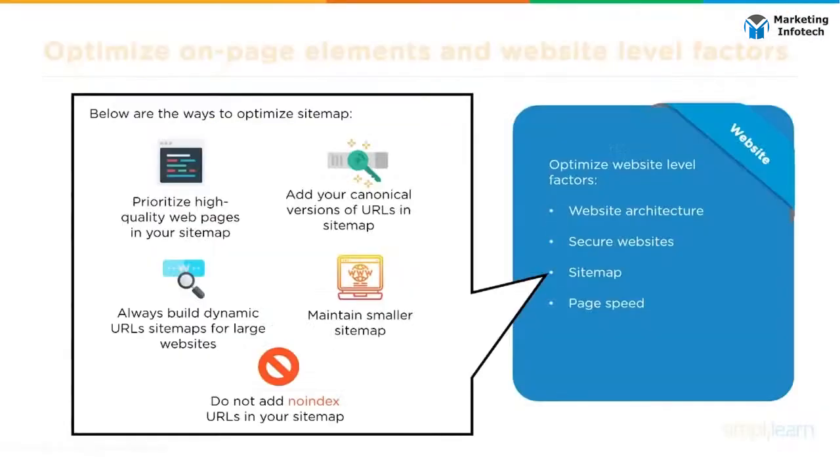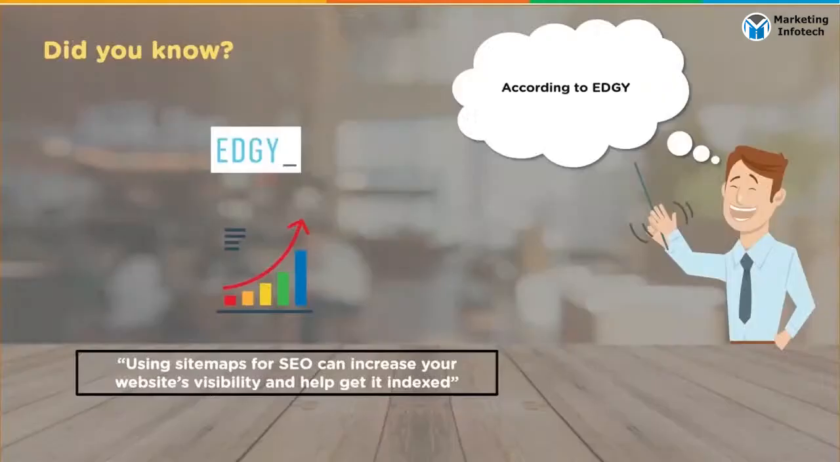One thing about URLs here is that when we create a sitemap, we're putting all our URLs in there. We do not add noindex URLs in the sitemap. What that means is that any URL we don't want Google to index, we just exclude from the sitemap. We want to take all the URLs we want indexed and put them in the sitemap. According to Edgy, using sitemaps for SEO can increase your website's visibility and help you get indexed.